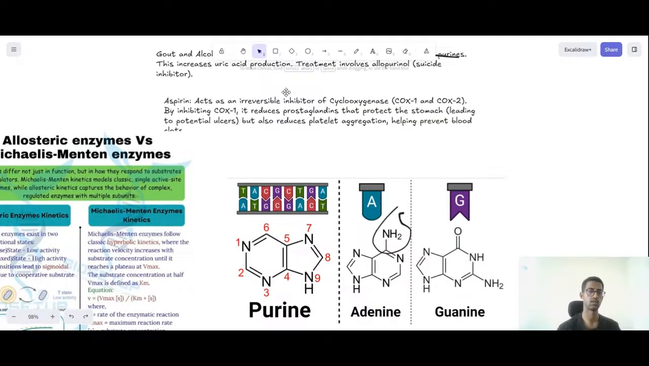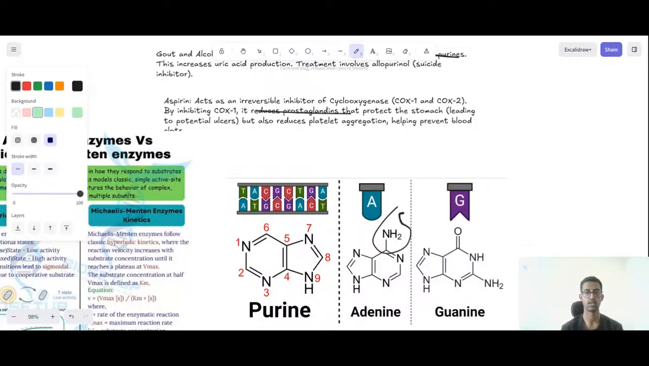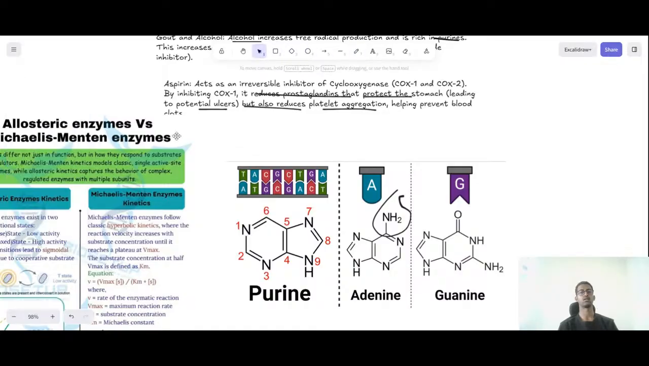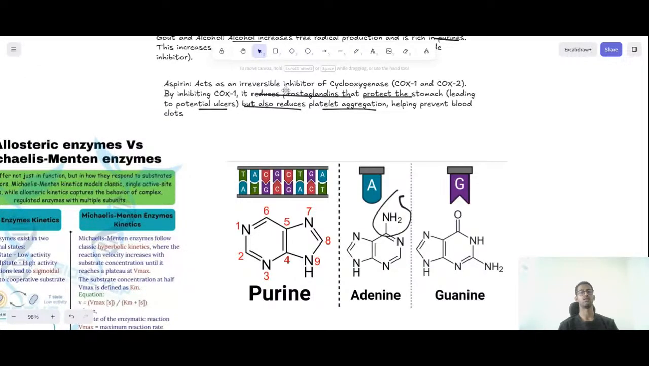Also, aspirin acts as a reversible inhibitor of cyclooxygenase, COX-1 and COX-2. By inhibiting COX-1 it reduces prostaglandins that protect the stomach, leading to potential ulcers, but also reduces platelet aggregation, helping prevent blood clots. That means it prevents blood clotting. Alright, so this is a great idea.